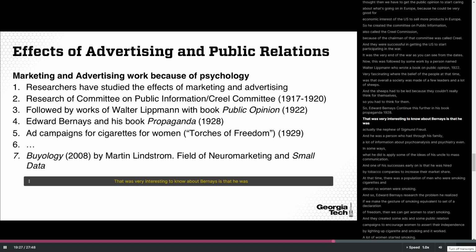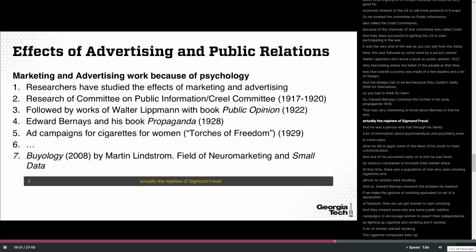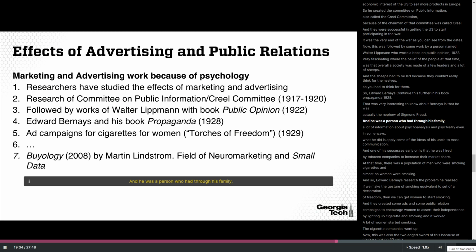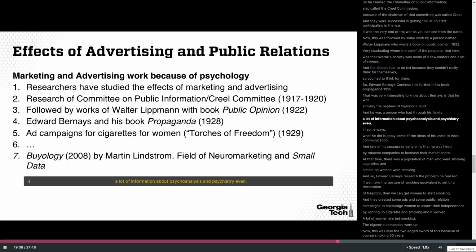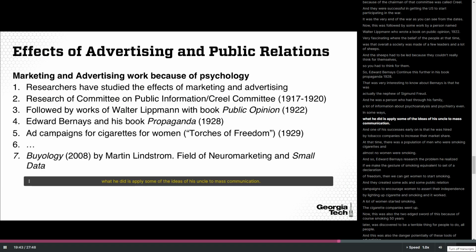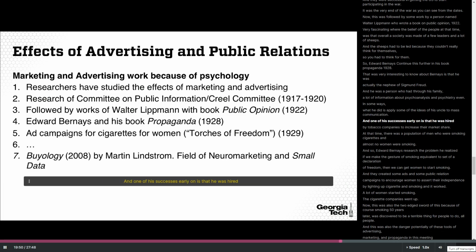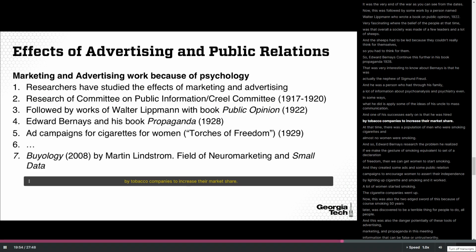Now what's very interesting to know about Bernays is that he was actually the nephew of Sigmund Freud. And he was a person who had, through his family, a lot of information about psychoanalysis and psychiatry even. And in some ways what he did is apply some of the ideas of his uncle to mass communication. And one of his successes early on is that he was hired by tobacco companies to increase their market share.